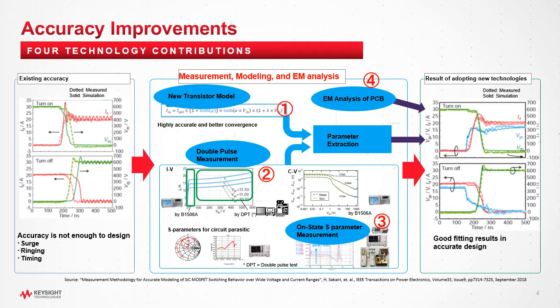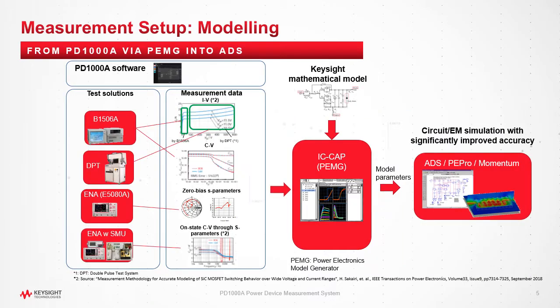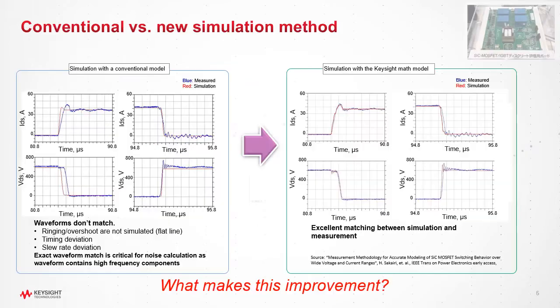I want to show you this overall flow now. What we use for that is our PD1000 software. This connects the solutions we have for curve tracer, double pulse test system, VNA, and CV characterization, bringing that together into our IC-CAP power electronics model generator, which can give you the models for a simulation tool, Advanced Design System, and we do the PCB extraction with the integrated PEPro solution here.